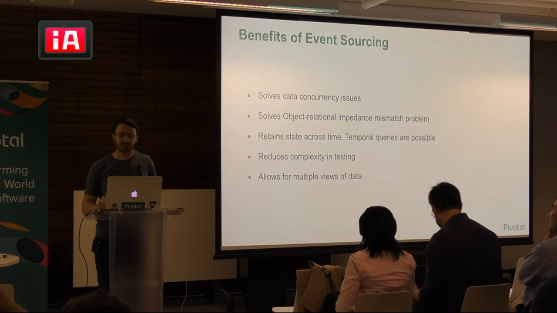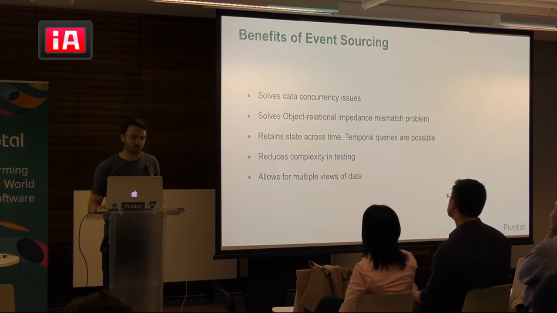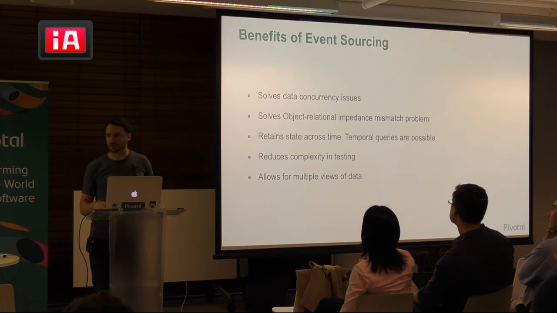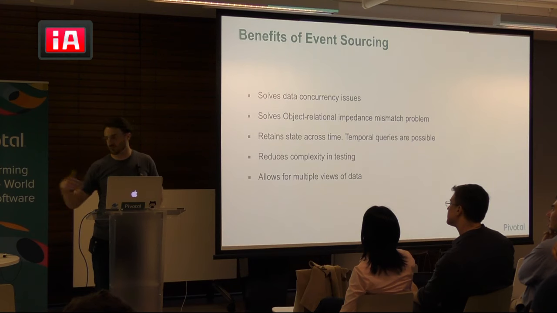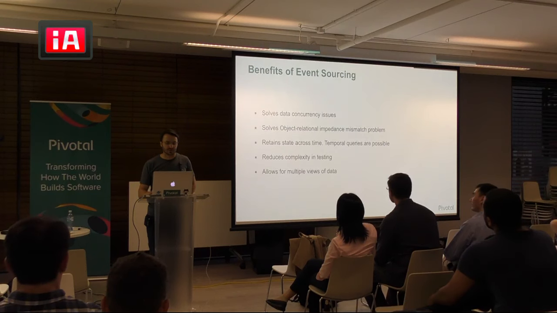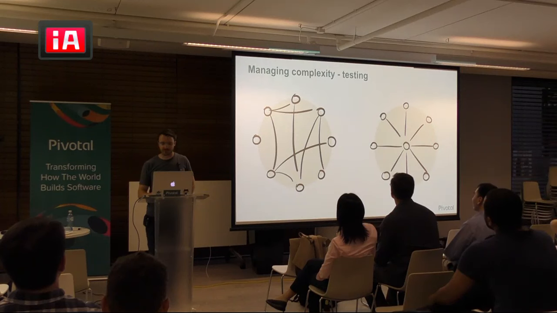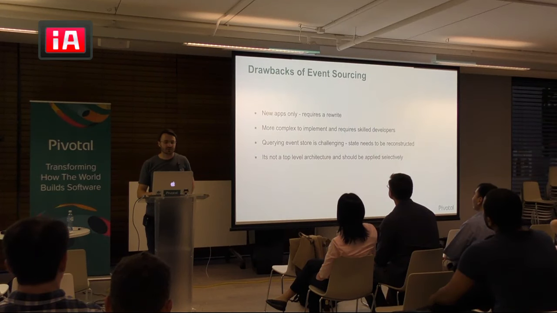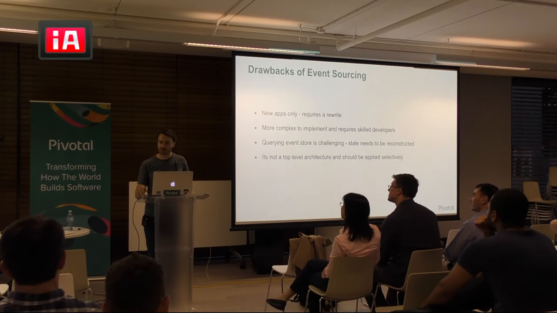Object relational impedance mismatch problems. So with microservices, ORM is still a problem when you have a data access layer, which can be really hard if you have a lot of dependencies on microservices. So that's the idea. Right, a drawback of event sourcing is that it's not a high level, top level architecture, so you need to be careful when you process.